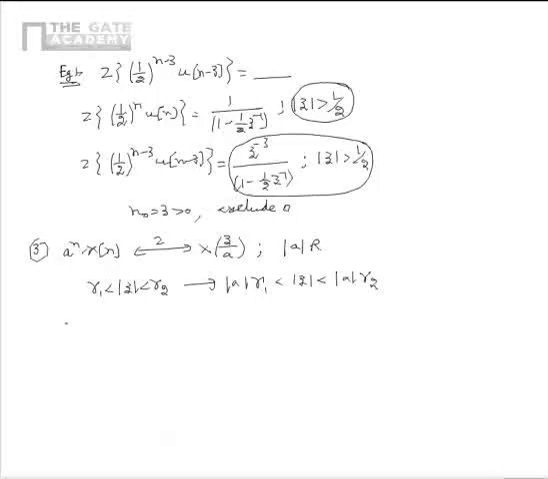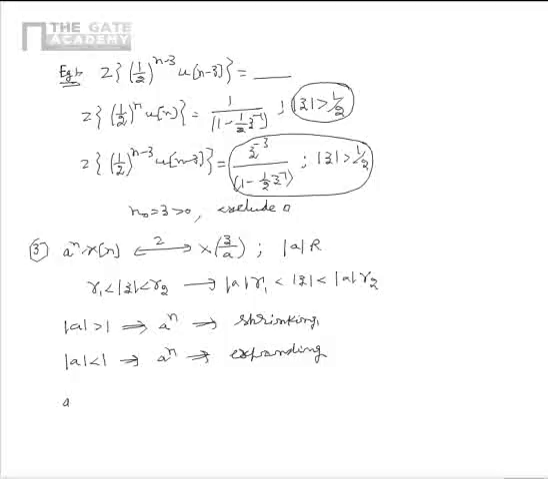So suppose mod a is greater than 1, then multiplication by a power n in time domain implies compressing, or shrinking, of the z transform in z domain. Similarly, if mod a is less than 1, multiplication by a power n is equivalent to expanding in z transform domain.